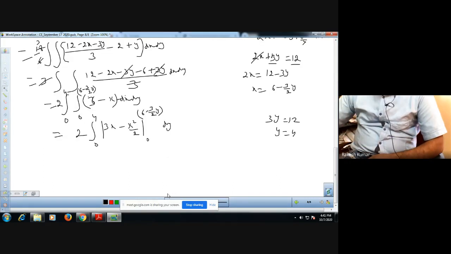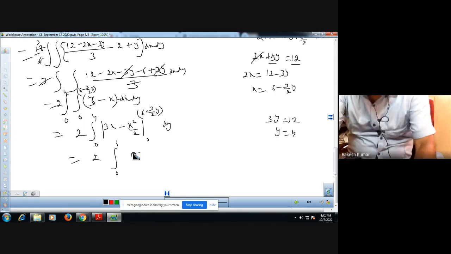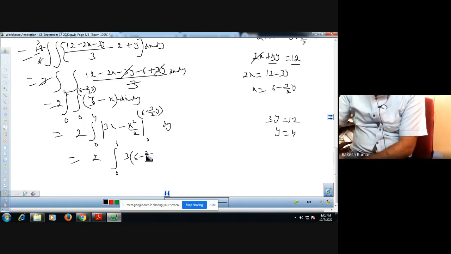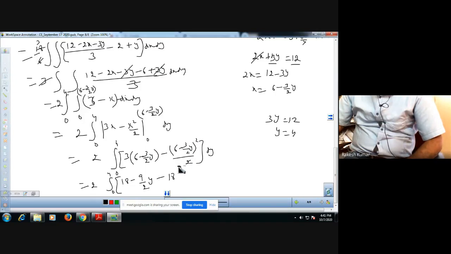Now substitute the limits. That will be 2, from 0 to 4. Put the value of x: 6 minus 3 by 2 y, minus 6 minus 3 by 2 y whole square upon 2, into dy. Simplify it, 0 to 4, and this comes out to be 18 minus 9 upon 2 into y, and here we will have 36 upon 2, 18, and that will be 9 upon 4 into 8, minus 9 upon 8 into y square.